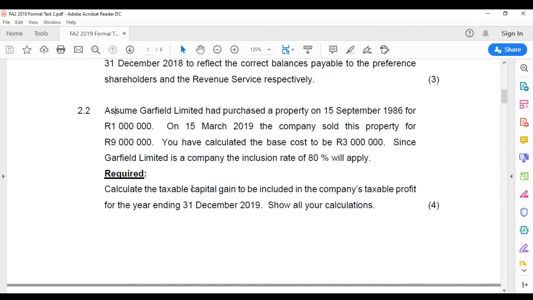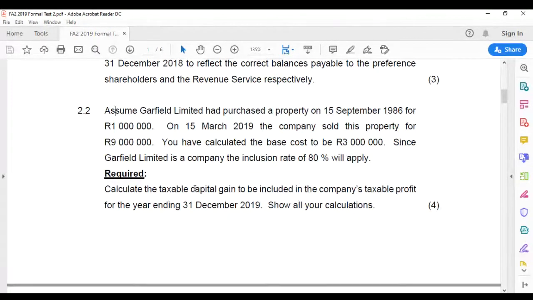They say, assume Garfield Limited had purchased a property on the 15th of September 1986 for 1 million rands. Those of you who've gone through the PowerPoint that deals with capital gains tax would have seen that capital gains tax, or CGT, came into effect in South Africa in 2001.